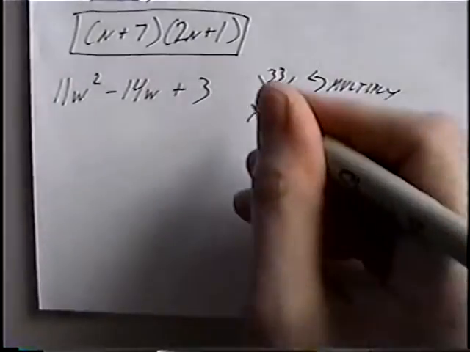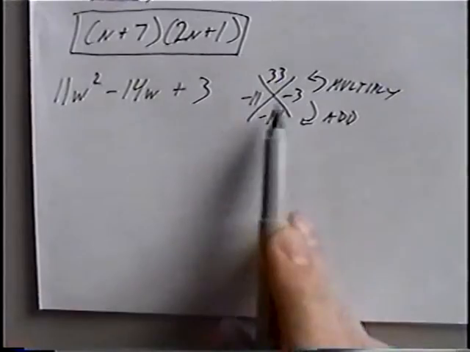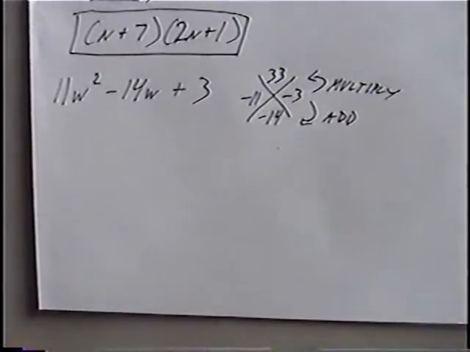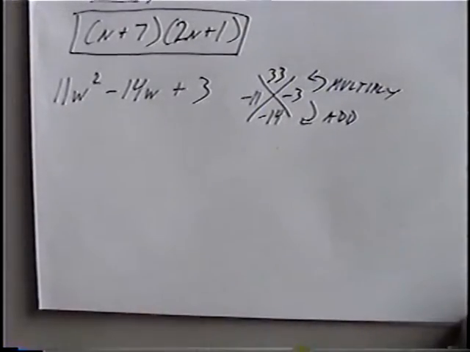Those two numbers would be negative 11 and negative 3. Negative 11 times negative 3 would be 33, and negative 11 plus negative 3 would be negative 14.